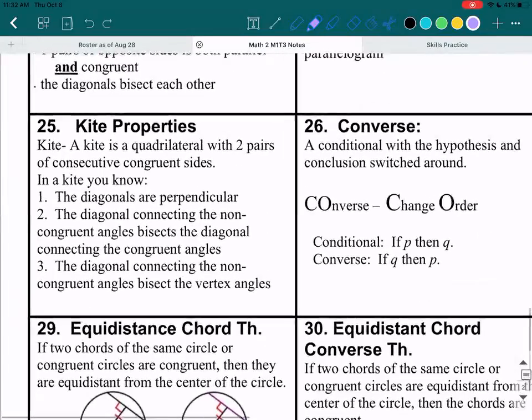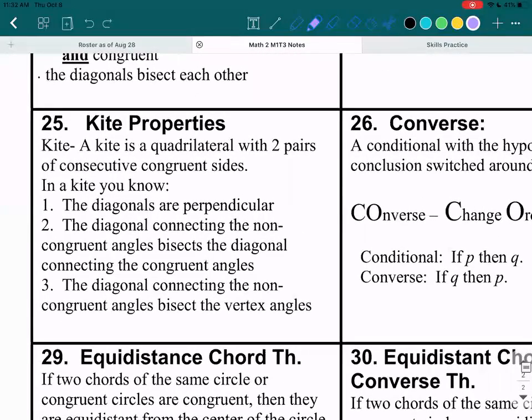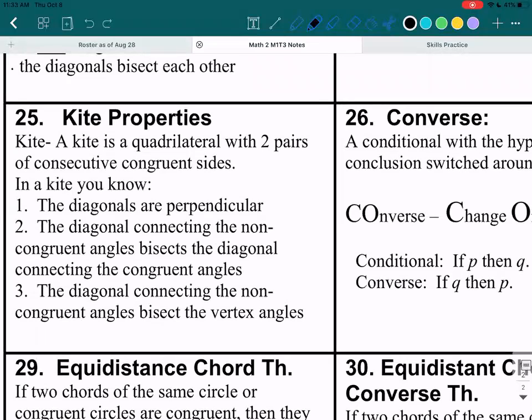We have kite properties. A kite is a quadrilateral with two pairs of consecutive congruent sides. So if you know what a kite is, like in the toy, like in general, a kite, let me just draw you one. This is a kite, okay? And it's a quadrilateral, so a four-sided shape with two pairs of consecutive congruent sides. So like these are congruent and those are congruent, okay? So that's what I meant.